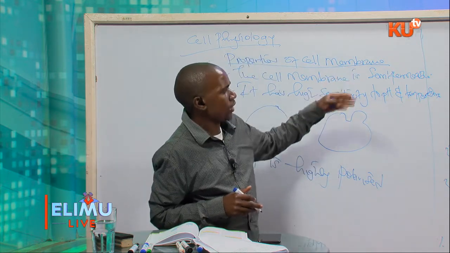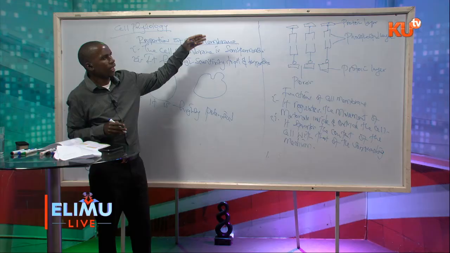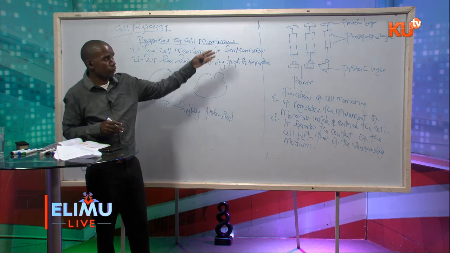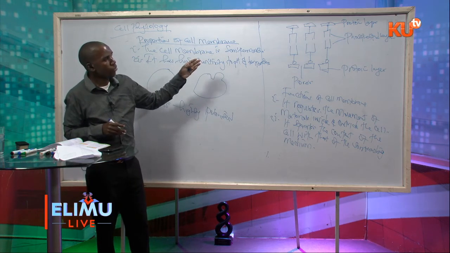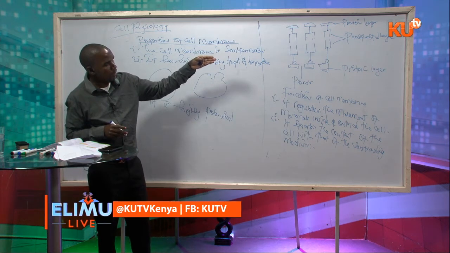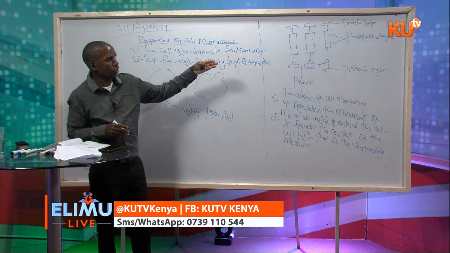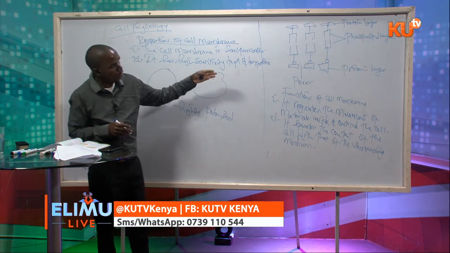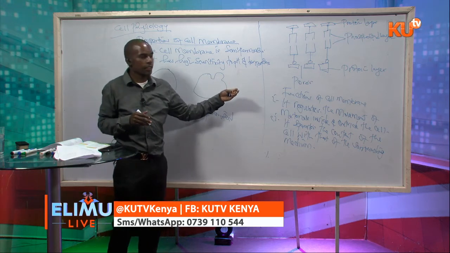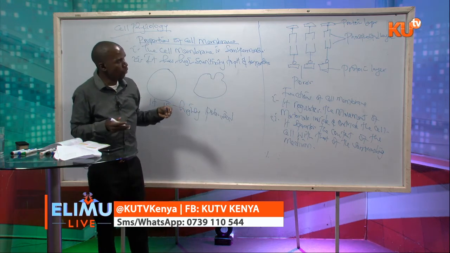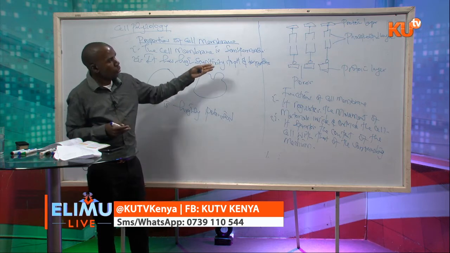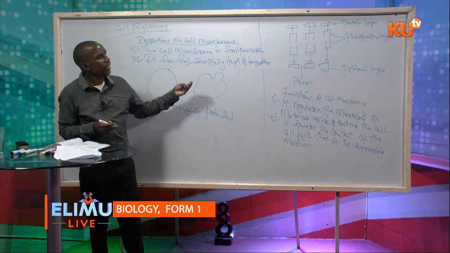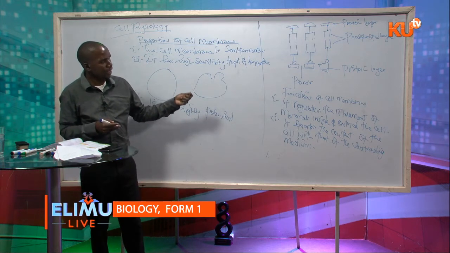Now, when you look at the structure of the cell, we have said that within the embedments of the phospholipids, we have the protein layers. However, you have to know that the phospholipid layers, those are the fatty layers of the cell membrane, are hydrophobic, meaning they do not just allow water to move through. So, because of that, that is what brings the negative charge within the cell membrane.